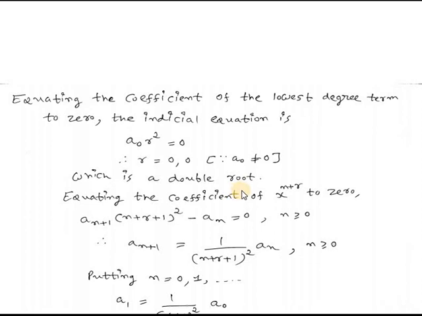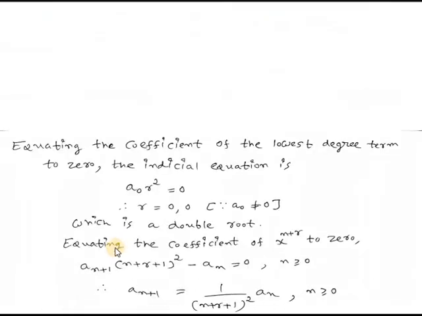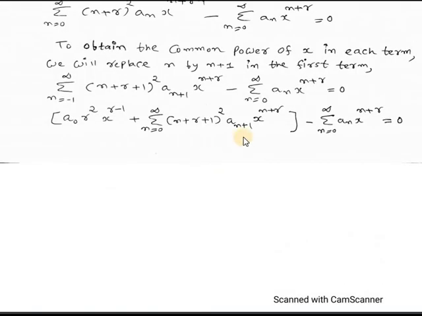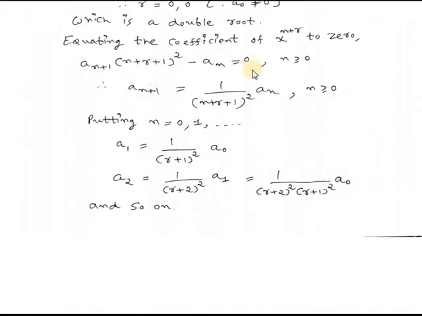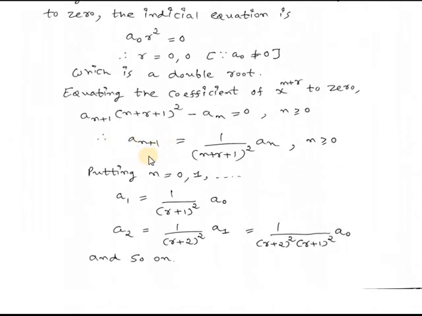Now equating the coefficient of x raised to n plus r to 0, we will get an plus 1 in bracket (n plus r plus 1) whole square minus an is equal to 0. From these two terms, if we equate the coefficient of x raised to n plus r to 0, we will get this. And here n is greater than or equal to 0, because the series starts from n equal to 0. Now making an plus 1 the subject, we get an plus 1 is equal to 1 divided by (n plus r plus 1) whole square into an.